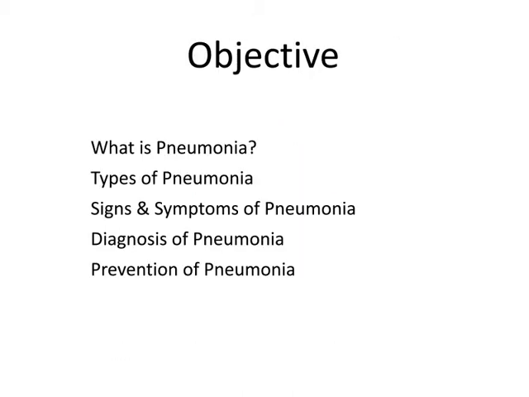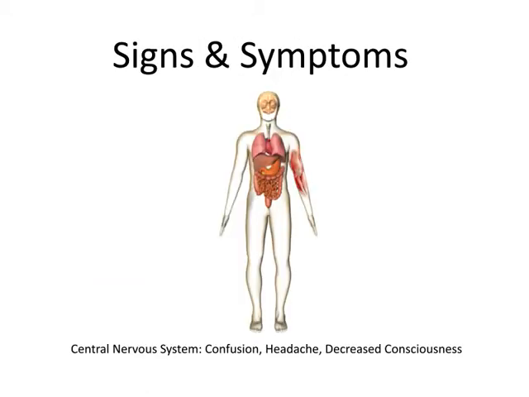Let's see how pneumonia manifests itself. That is, what symptoms of our body make us feel that we have pneumonia. Pneumonia affects many parts of our body, such as the brain, lungs, and the muscles. In our central nervous system, pneumonia causes symptoms such as confusion, headache, and a decreased level of consciousness in elderly patients. The respiratory system is affected by a productive cough, which generates sputum. Sputum is this mucus-like infectious fluid we cough out when we have a wet cough.